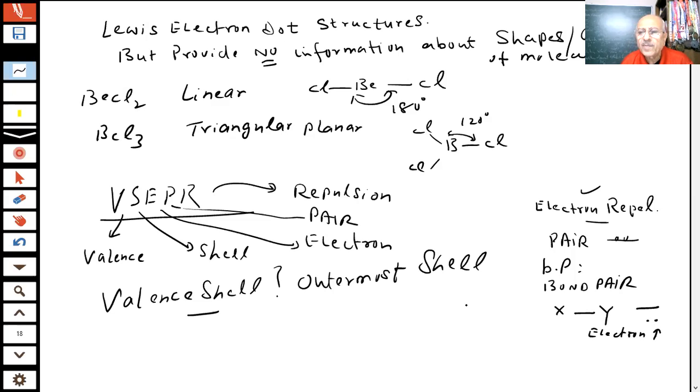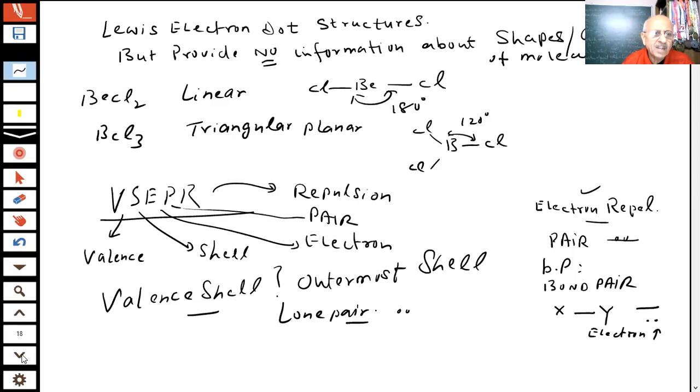But if there is a lone pair also, lone pair means that this pair of electrons is not participating in bonding. It depends on the number of electrons in the valence shell. Lone pairs are not forming a bond. Those electrons which are not forming bonds, what do we call them? Lone pairs. Those electrons which will form a bond, we will call bond pairs. So there will be two types of electrons.